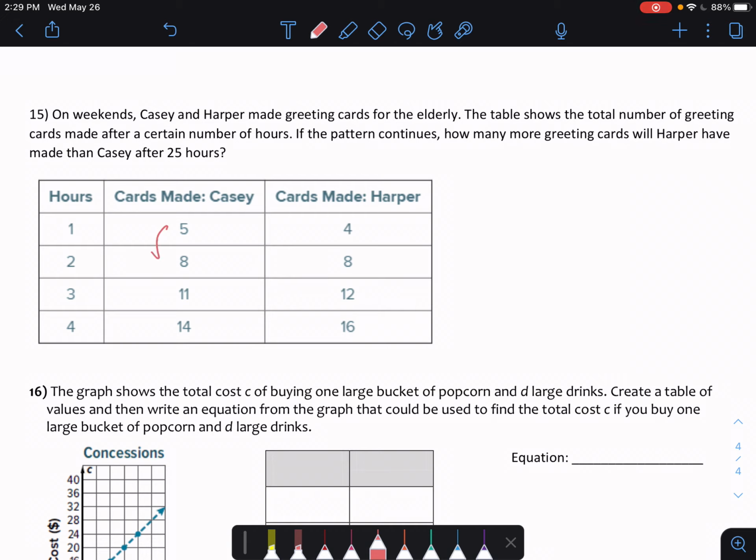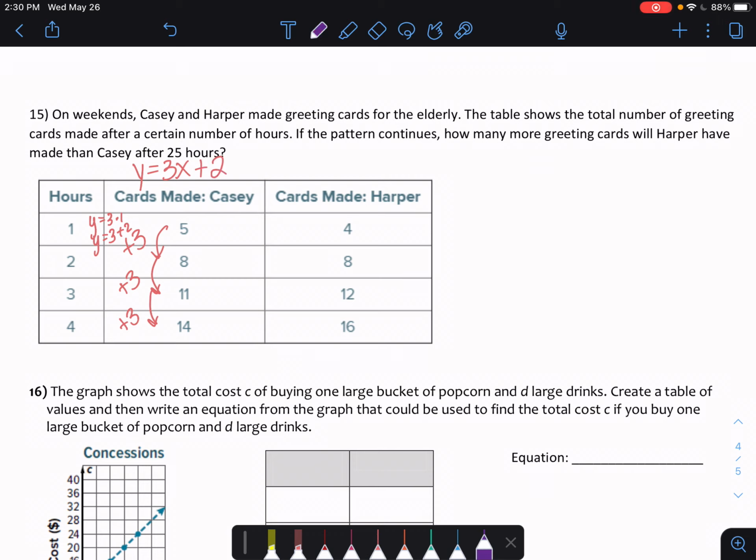So for Casey, Casey's information is going up by 3 each time. So I'm going to start with y equals 3x, and then I'm going to check what I have to add. So y equals 3 times 1. That is not equal to 5, but I can get to 5 by adding 2. So Casey's rule is 3x plus 2.